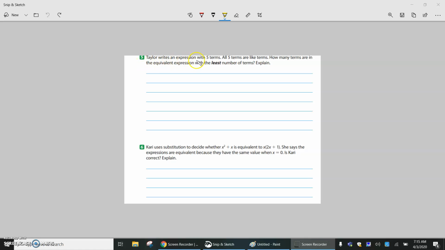Taylor writes an expression with 5 terms. I'm going to highlight this. This is important information right here. With 5 terms, all 5 terms are like terms. Again, important information right here. How many terms are in the equivalent expression with the least number of terms? Explain. So least means the least amount, means the smallest amount. If I have 5 terms and they're all like terms, this is kind of a trick question.